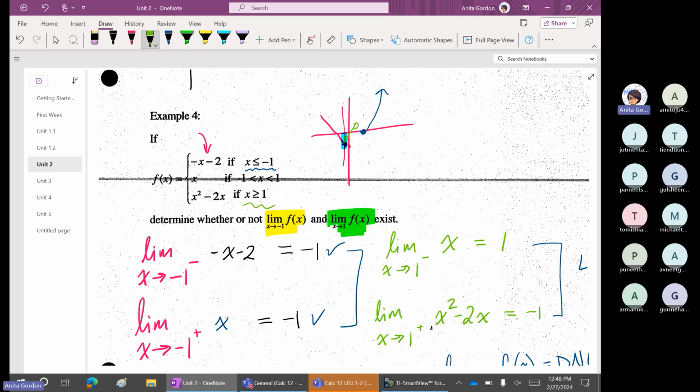So when you have a piecewise function, you're only worried about the two equations on the left and the right of the point you're interested in. This one has no effect on what's going on at that point. So I don't have to worry about it. Any other questions?